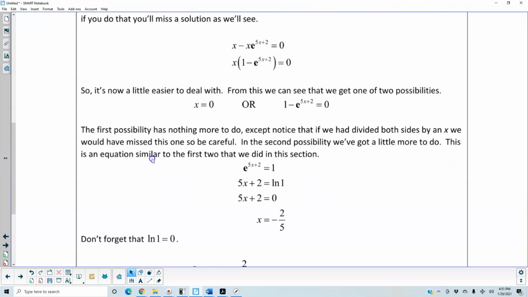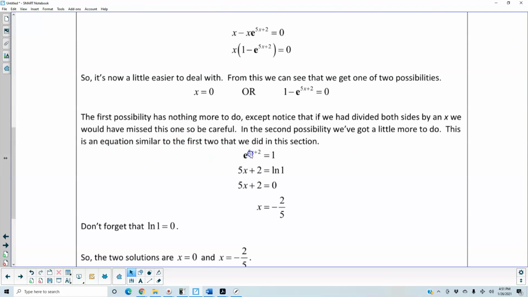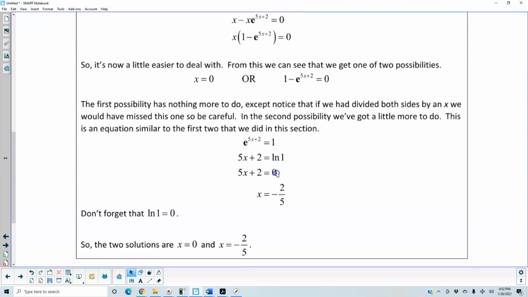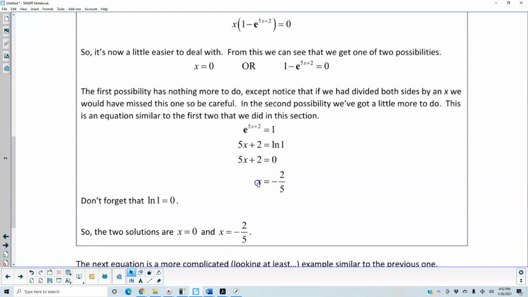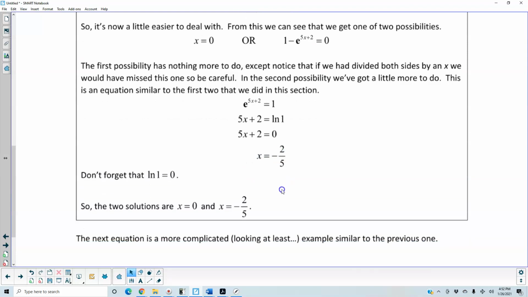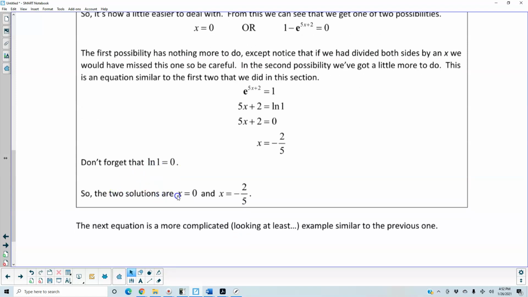So this is an equation similar to the first two that we did in this section. So we have e to the 5x plus 2 is equal to 1. If we take the natural log of both sides, we get 5x plus 2 is equal to the natural log of 1. Keep in mind that the natural log of 1 is equal to 0. Now we need to solve for x by subtracting 2 and then dividing by 5. So x is going to equal negative 2 over 5. Don't forget that the natural log of 1 is equal to 0. So the two solutions are x equals 0 and x equals negative 2/5.